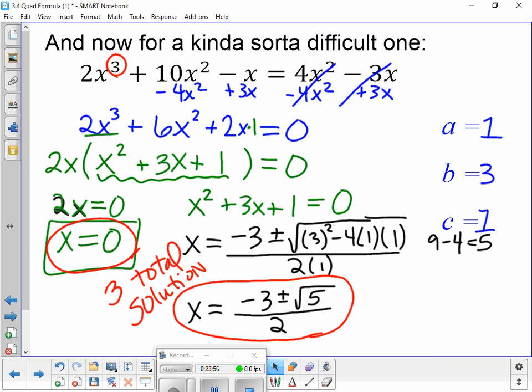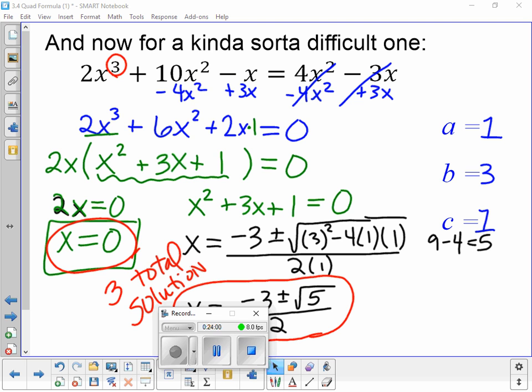Okay, so that's it for our review of radicals and our review of how to solve non-factorable polynomials. I will make a separate video on simplifying radicals. If you need help with that, you can watch that one. That is all for now.